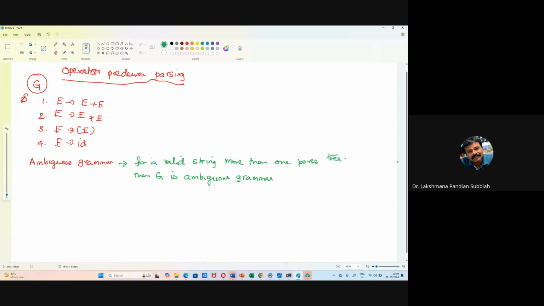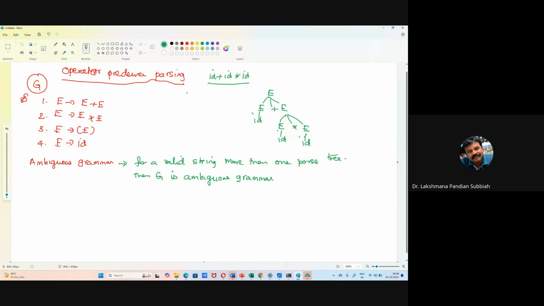Now here is a simple example: ID plus ID star ID. For this valid string, we have two parse trees using the production rules. Start with E. We can use E derives E plus E, and then for the second E use E derives E star E, and then each E derives ID. This is one parse tree.